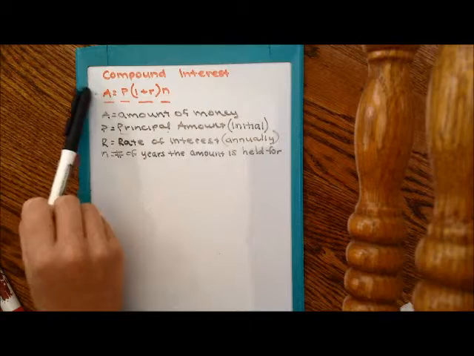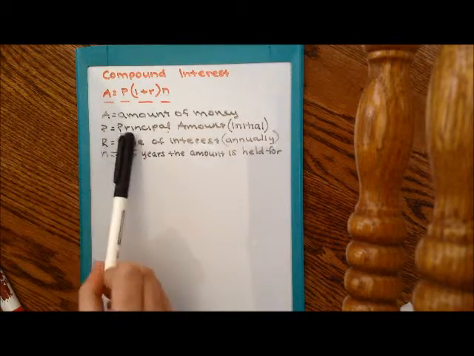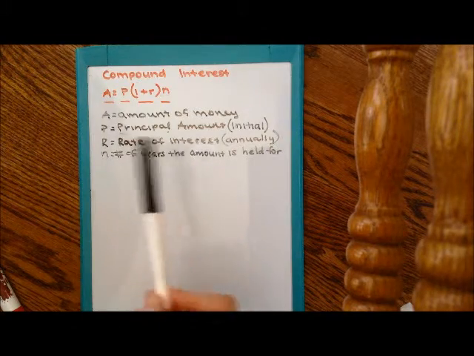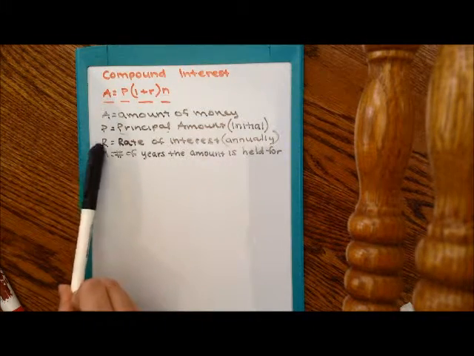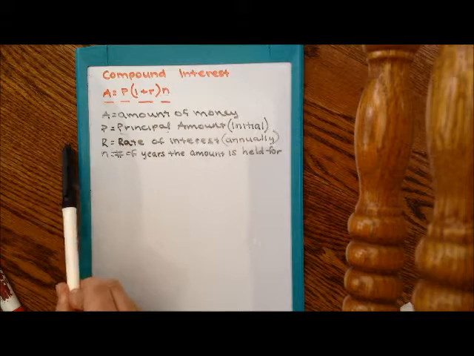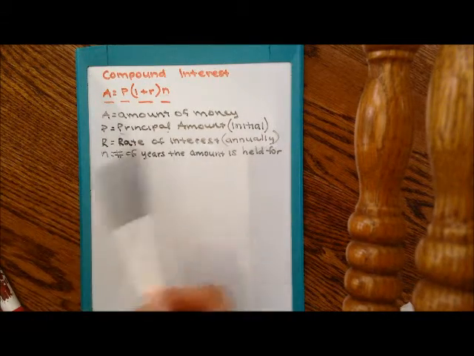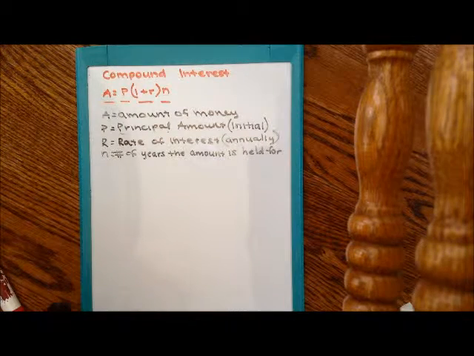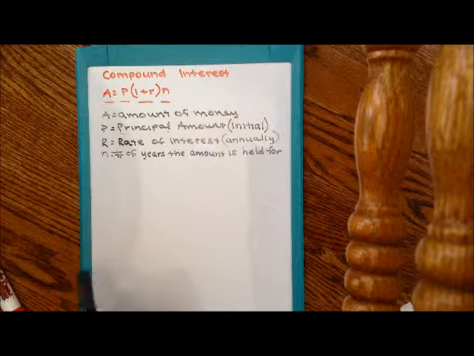So the A, we're looking for the total amount of money. The principal amount is the initial amount, what we started with, what we put in the bank first. The rate is the rate of interest, so how much money you would gain annually each year. And then the N is just how many years you kept the account.